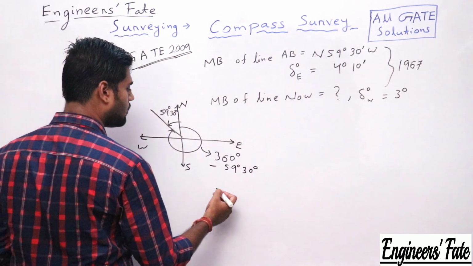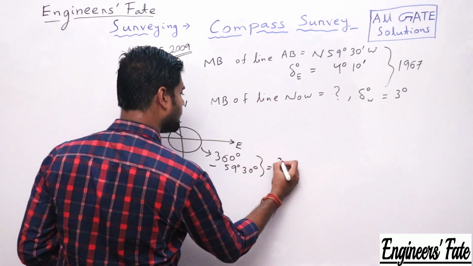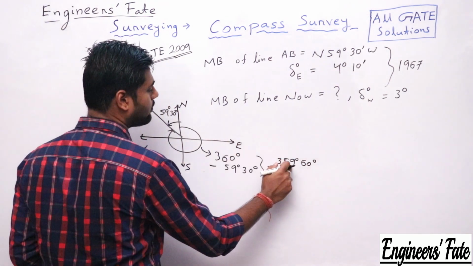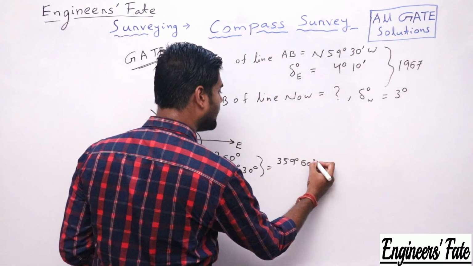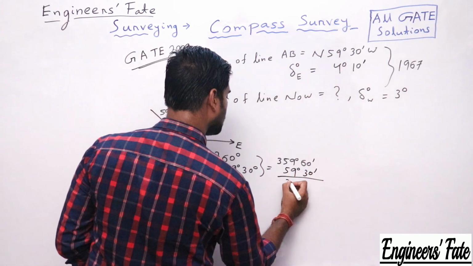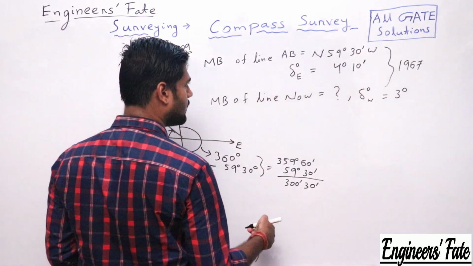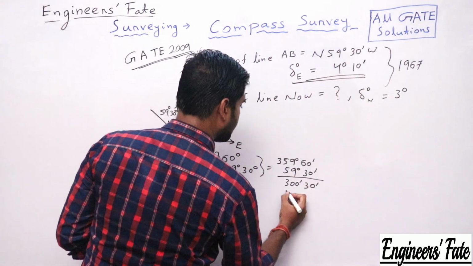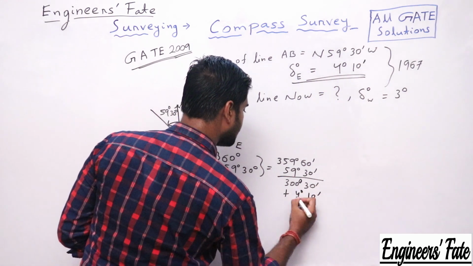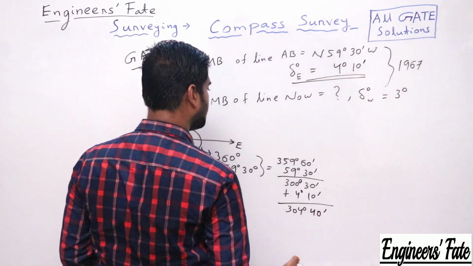So what is the procedure of subtracting? Let me tell you the trick. So this thing you can write as 359 degree 60 minute. I can write 360 degree as 359 degree 60 minute, as I know 1 degree is 60 minute, and I want to subtract 59 degree 30 minute. So this will be 300 degree 30 minute, and he has given the eastern declination as 4 degree 10 minute. Then eastern declination means I have to add 4 degree 10 minute. So what will be the answer? 304 degree 40 minute.